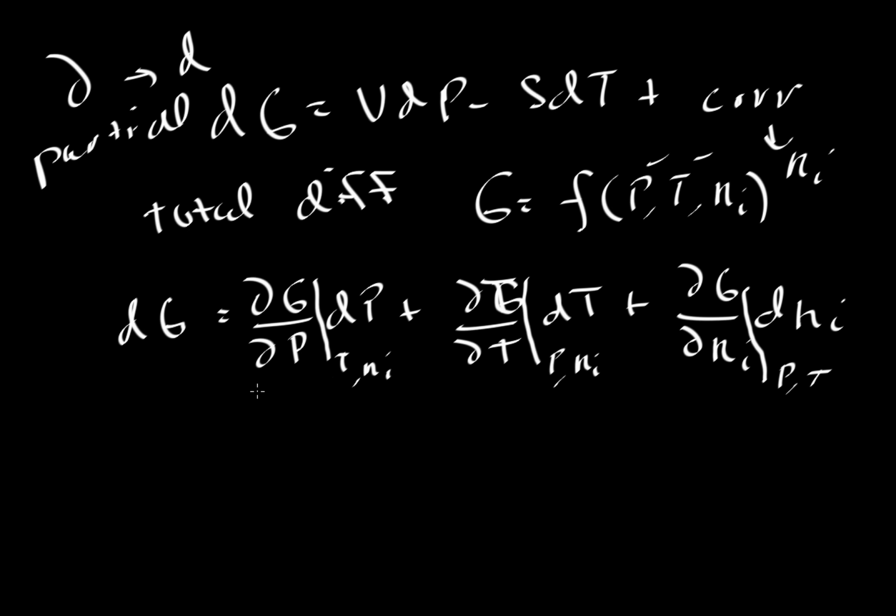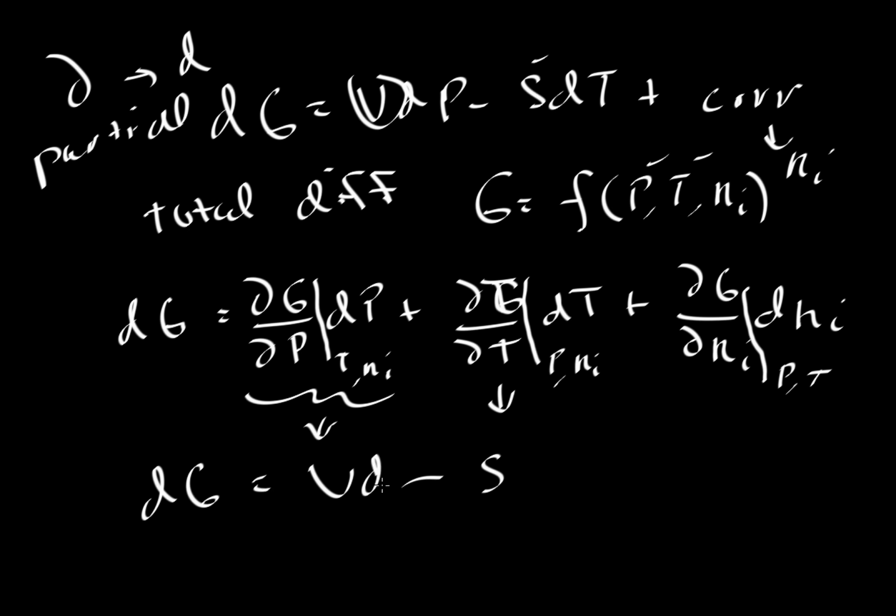Well, we already know what these are, right? This here is volume. And we know that dG/dT is S, or rather minus S. So we have dG is equal to V dP minus S dT. We've written this all several times already. And then plus this thing here. So what are we going to do with that? Well, we're going to make up a new symbol, mu sub i, and call it the chemical potential. And so we have the complete equation.